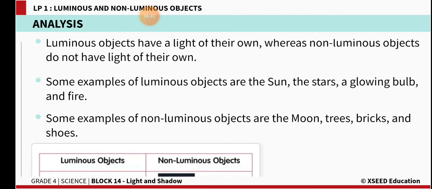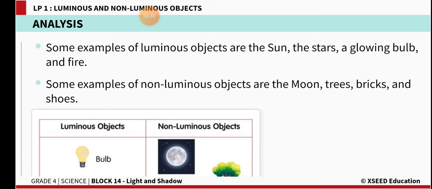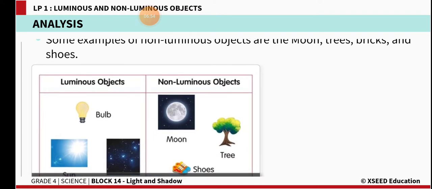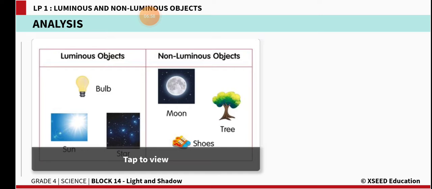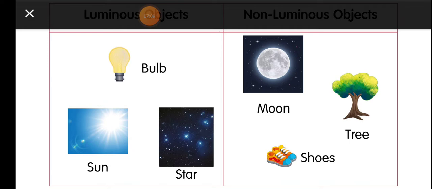Some examples of luminous objects are the sun, the stars, a glowing bulb, and fire. Some examples of non-luminous objects are the moon, trees, bricks and shoes. So you can see the picture to understand more. Here you can see the bulb, the sun and the stars are luminous objects, whereas the moon, tree and shoes are non-luminous objects. The moon gives us light, but it is just reflecting when the sunlight falls on it.